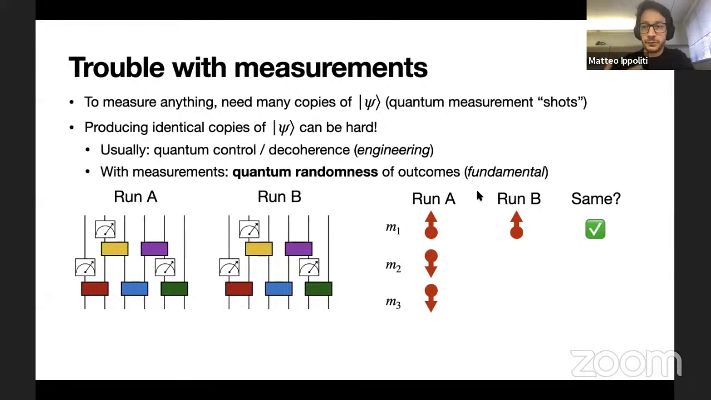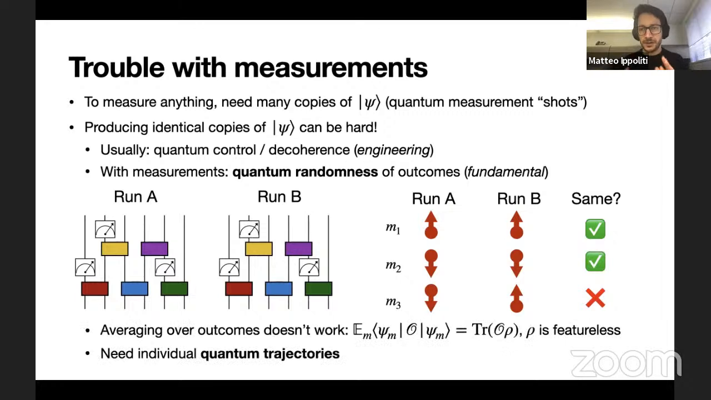And if I attempt to repeat it, maybe for some time I'm lucky and I get the same outcome, but eventually I'm bound to get a different one just by sheer chance. And once that happens, you are in a bit of trouble. Because if you simply ignore it and just do your quantum shot measurements anyway and average over outcomes, you actually get a completely featureless density matrix. So all of this interesting physics of the entanglement transition is washed out and you don't see it.